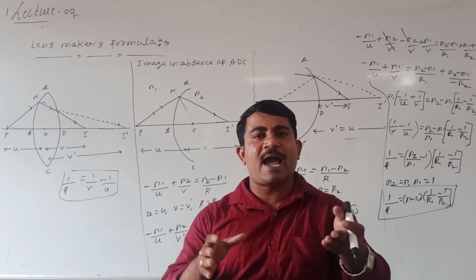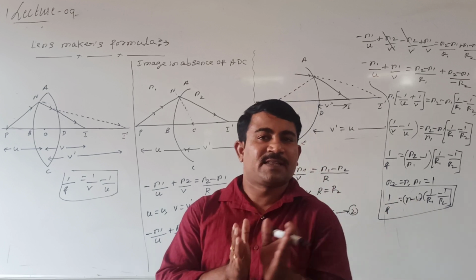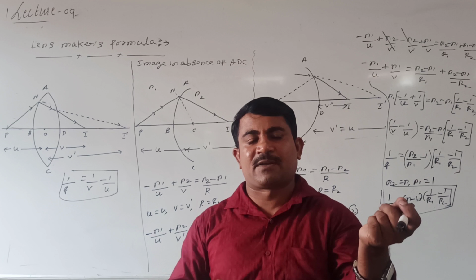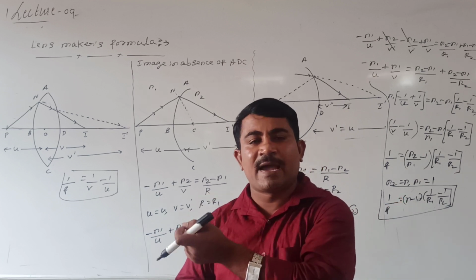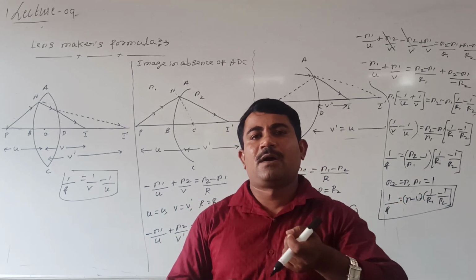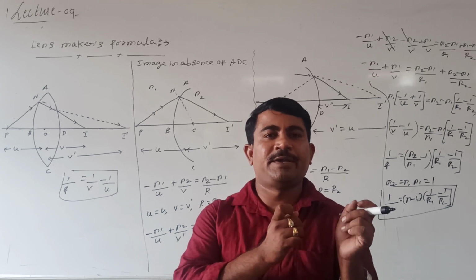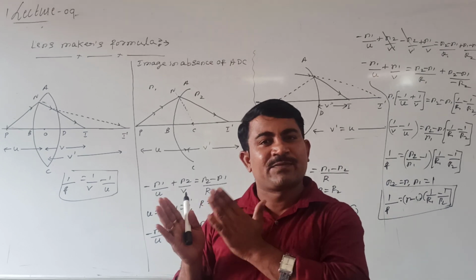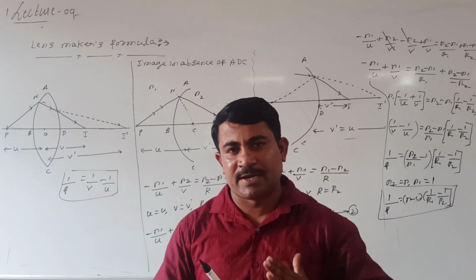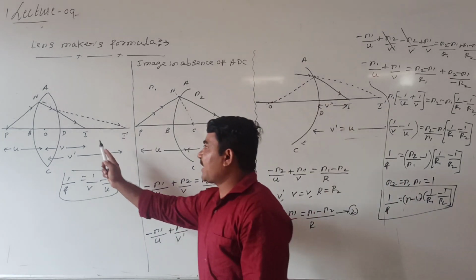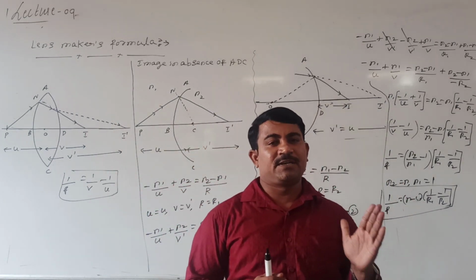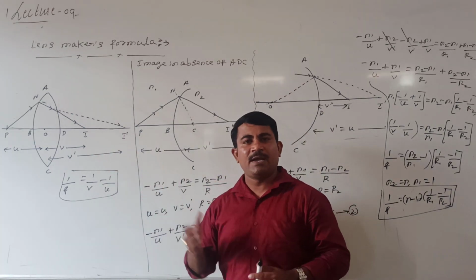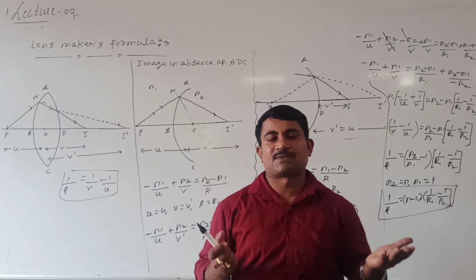Humans have so many defects, such as astigmatism, presbyopia, and so many types of defects are available. To remove human defects, generally lens maker's formula can be used for a given focal length. See here, this lens maker's formula is used not only for convex lens, it is also used for concave lens. But for your syllabus, we only have the convex lens formula, and the concave lens formula you can take also as you wish.